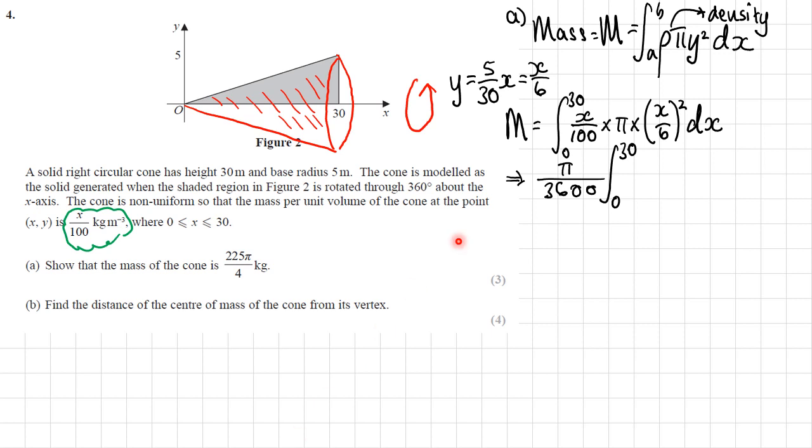Let's try and tidy this up as much as we can. So we've got x here times by x squared, so I'll have x cubed dx. So we've got a nice straightforward integration. You've got pi over 3,600, then x cubed integrated will be x to the power 4 over 4. Limits of 0 and 30.